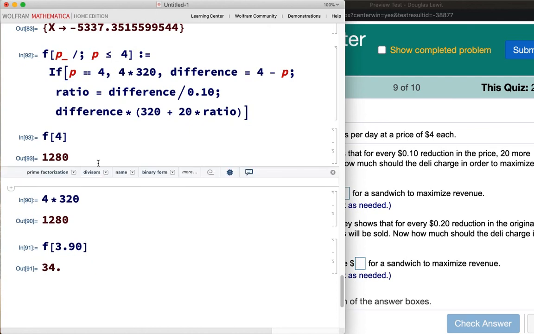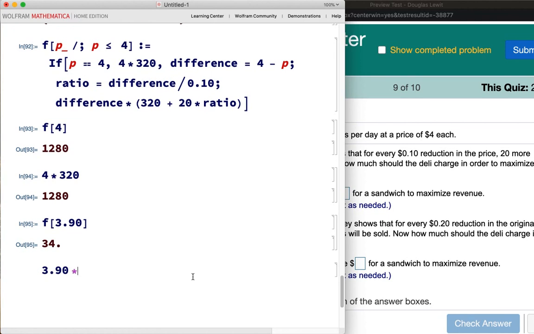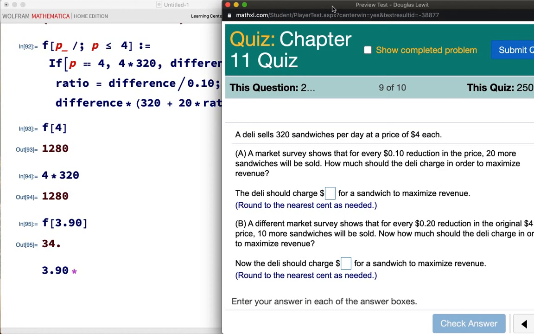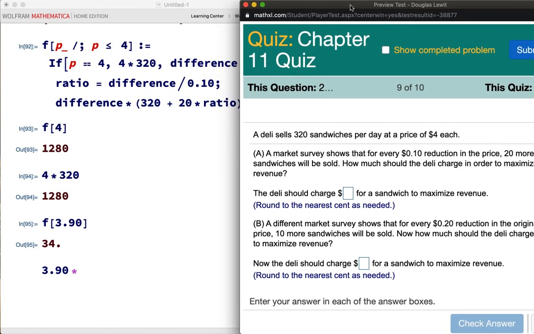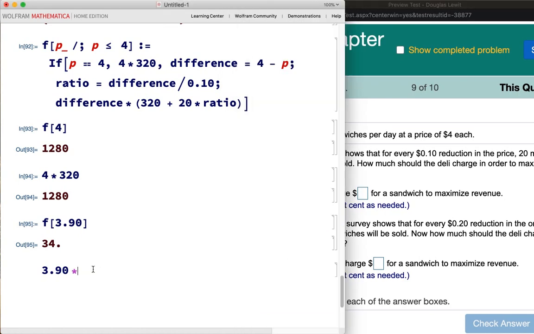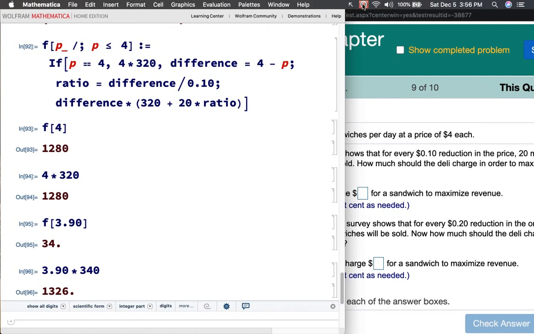So $4 a sandwich, 320 sandwiches. That's $1,280. $3.90. Why am I still getting the wrong answer? So $3.90 times, if I decrease the price of the sandwich by 10 cents, then I would have 340 sandwiches. This should be 1326. Let me pause the video and try to tweak this because something's going on that's not quite right.